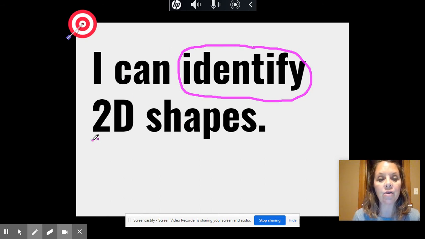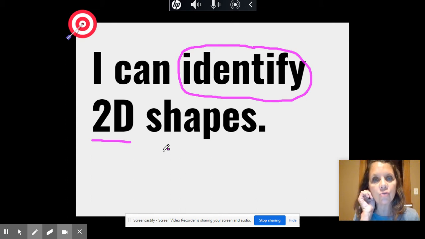I want to talk about this idea of a 2D. The D stands for dimensional. So we are going to name two-dimensional shapes. That means that it has two dimensions or two sides. It has a top and a bottom, so it lays flat. So another way to say 2D shape is to say a flat shape. So we are going to name flat shapes.